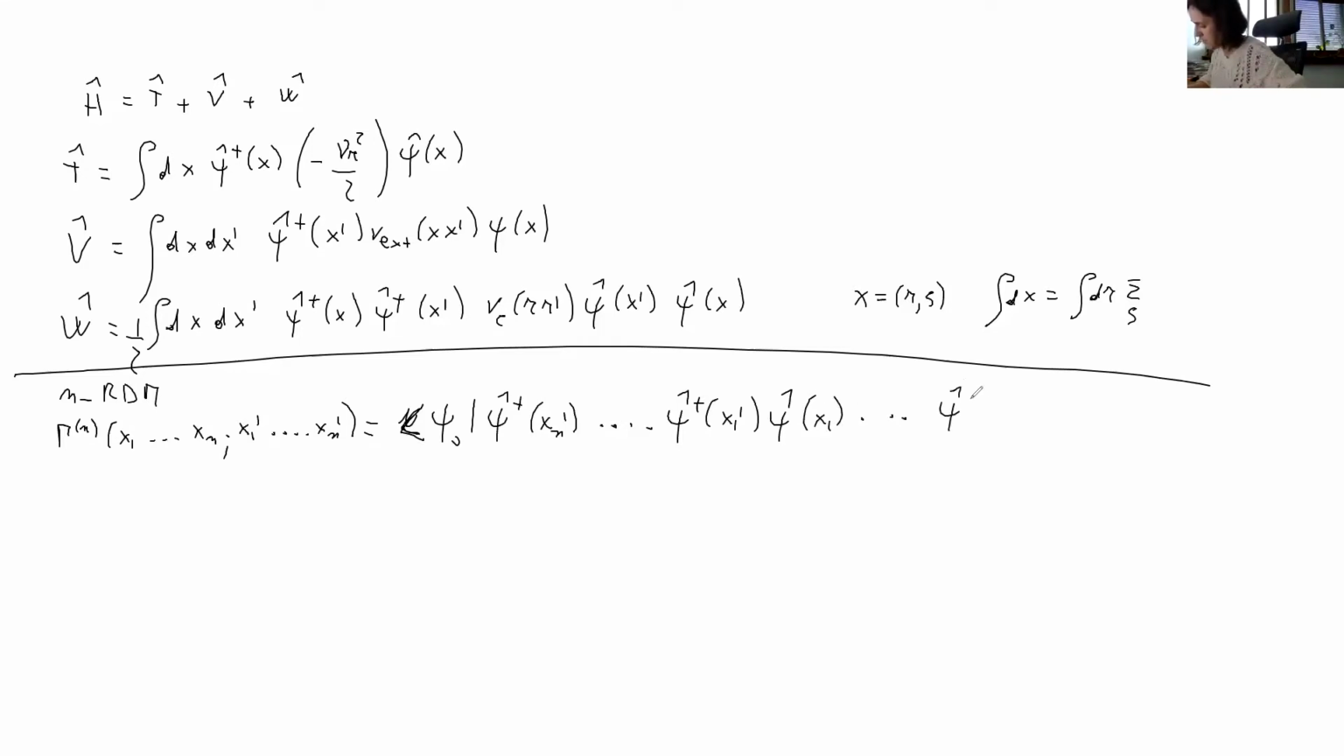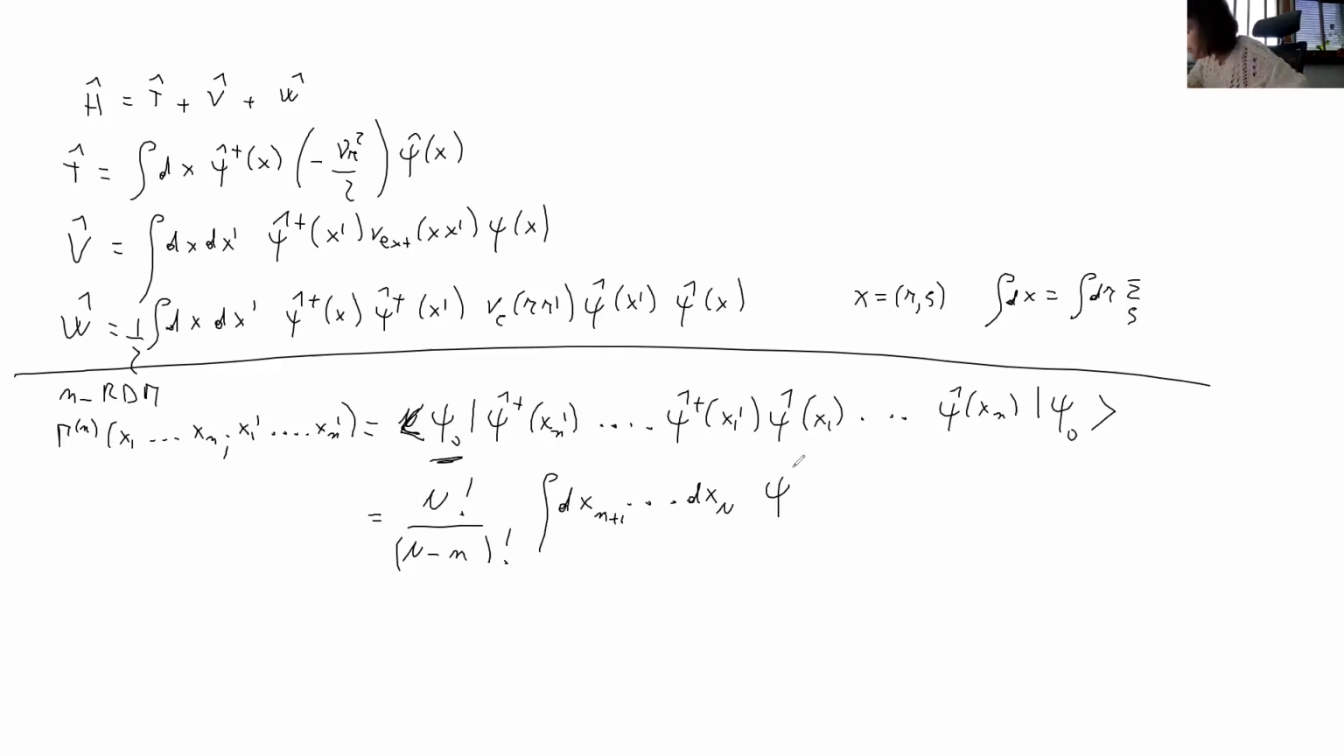Okay, so it's a string of field operators, right, where this is the ground state wave function. And this can be written in this way. There is a prefactor, which takes into account the action of the field operators on the wave function. And then we integrate everything starting from n+1 up to n, which is the number of electrons in the system.